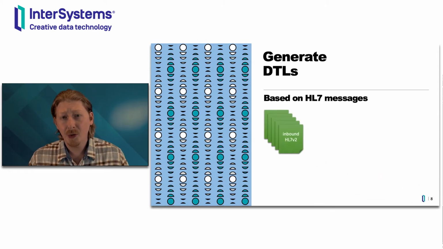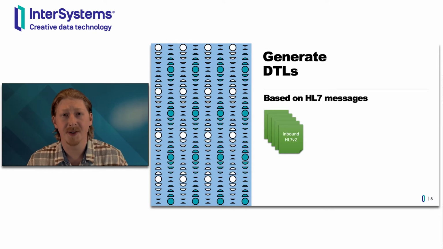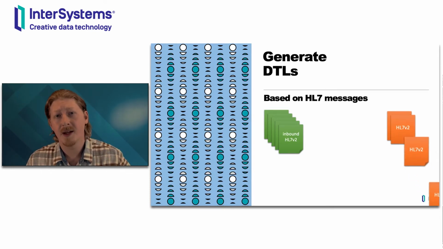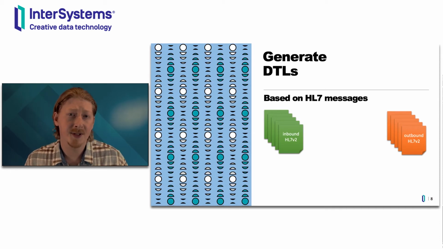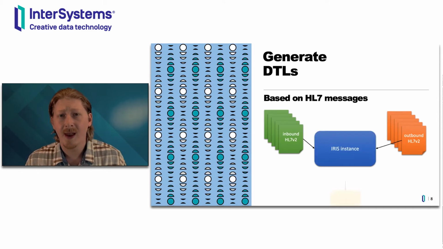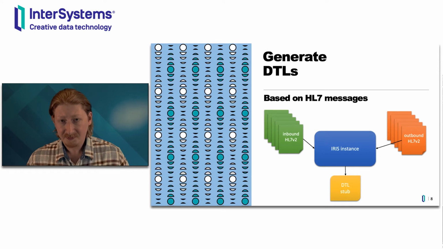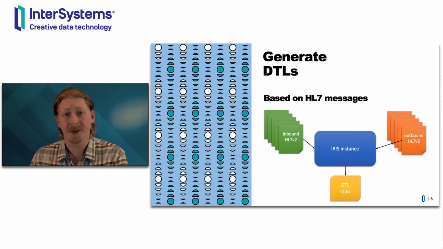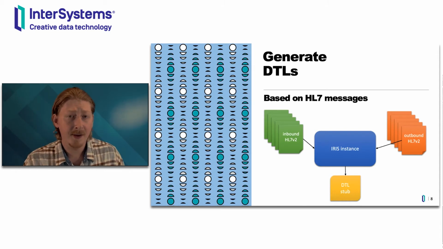So assume you have a set of HL7 v2 inbound messages and correlated HL7 v2 outbound messages. You can pass those into an Iris instance, and we can generate a stub data transformation for you that will try to basically generate the outbound messages given the set of inbound messages that you provided.